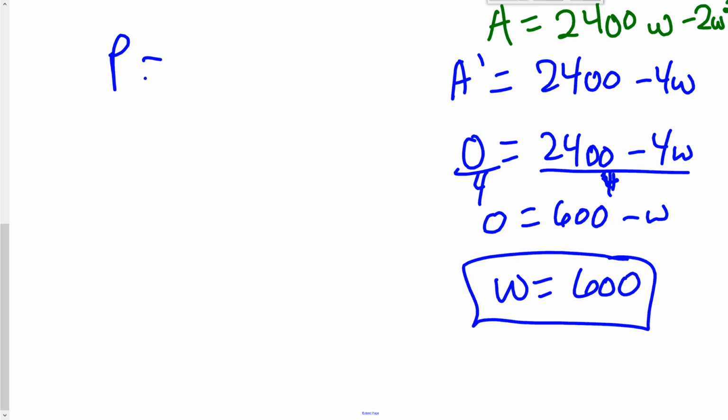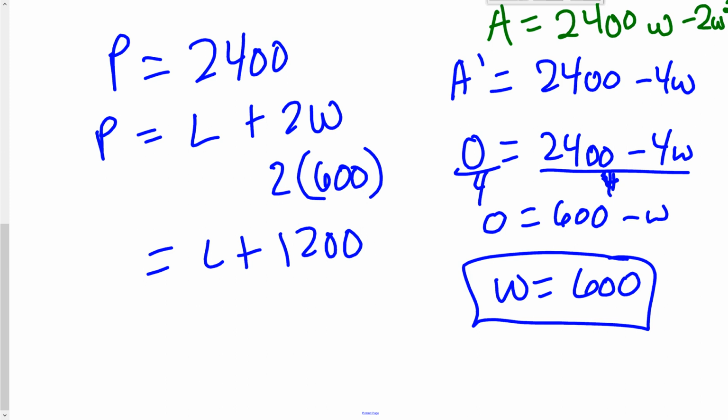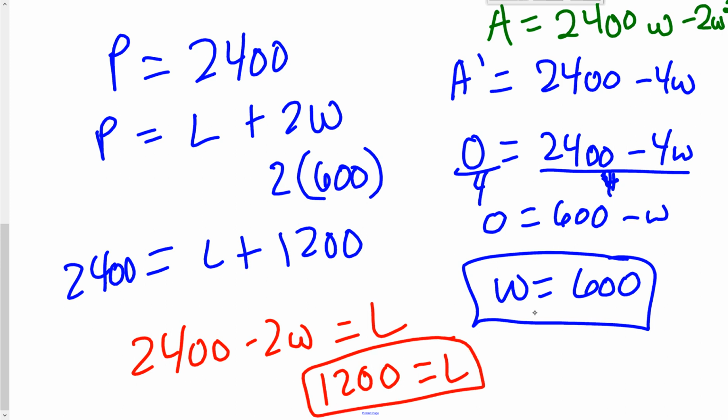Now we can take our perimeter, which we know to be 2400, and we know that our perimeter was equal to length plus 2W, so I can plug in my W, 600, times 2, so I get 1200, and if I add my length, I'll know I have 2400. Or I can go back. I did it kind of the long way, but we do have this formula right here that said 2400 minus 2W equals our length. I could have just easily put it in there, right? So minus 1200 from 2400, and I get 1200. So our length equals 1200, and our width equals 600.